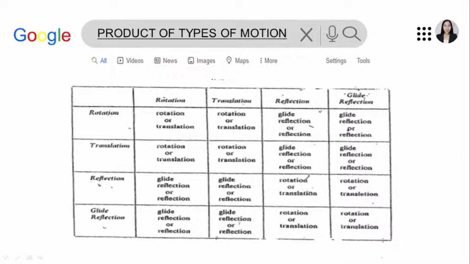it's just the same. To get the product, for the translation and rotation, these are the results of their product. So that is the way of getting the product.